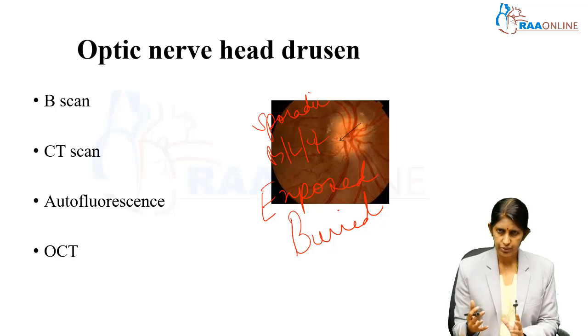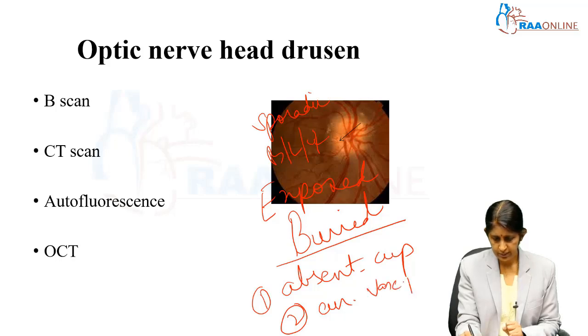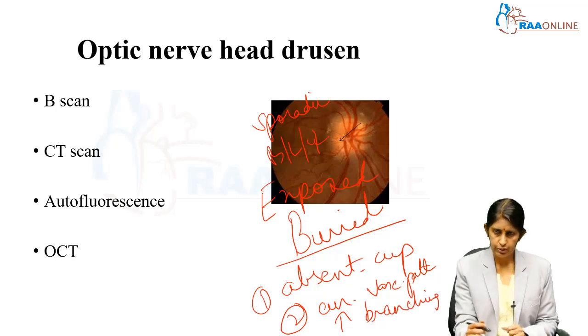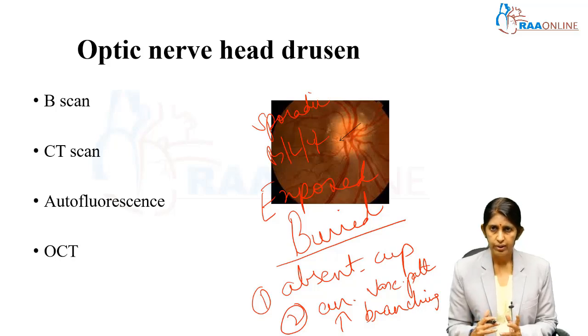Whereas if it's a buried drusen, there are some other pointers. These patients will have an absent cup. Then they can also have anomalous vascular patterns. There'll be increased branching, which we call trifurcation, and these patients will also show a hazy margin to the optic disc. And it's important for us to identify and confirm the presence of optic disc drusen, because like I told you, it can be an important differential diagnosis for optic disc edema due to more severe causes.